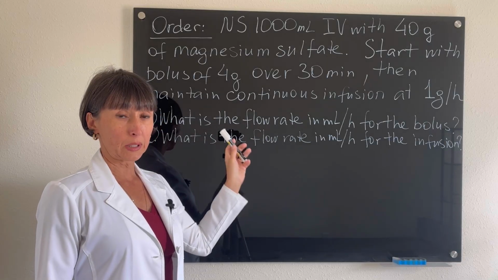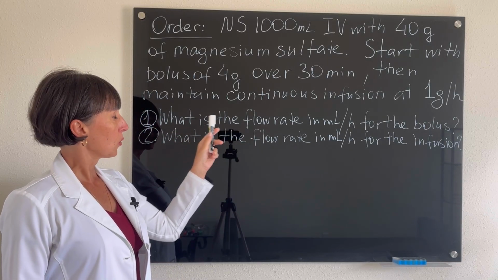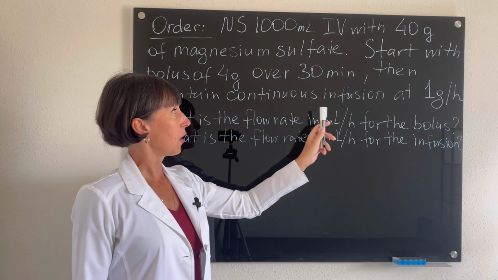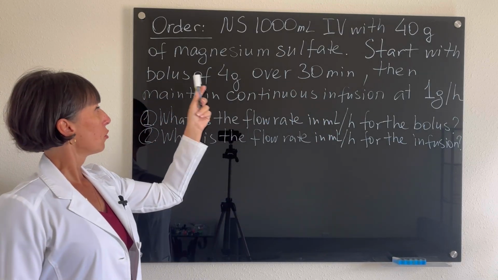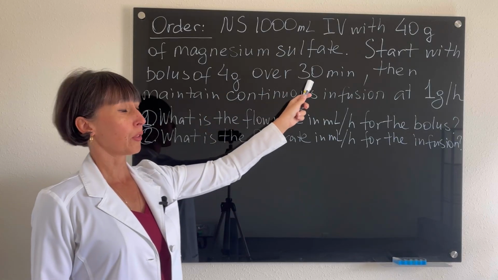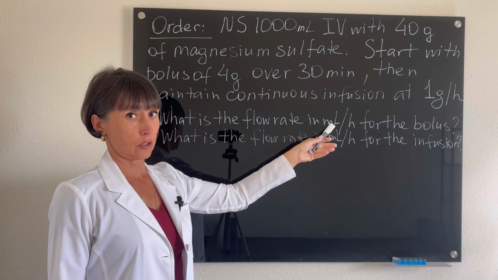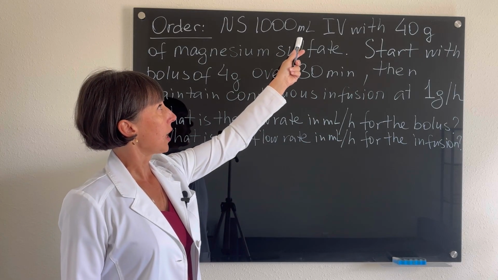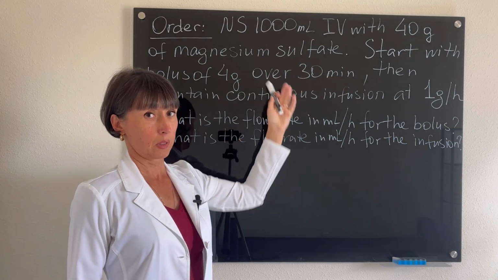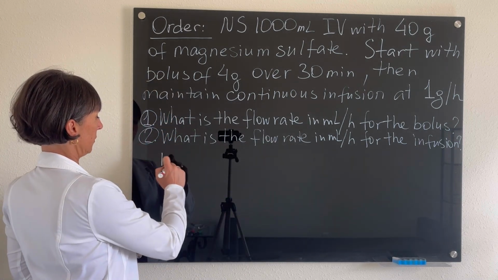Let's not get overwhelmed here with these two questions. Let's do one thing at a time. So first of all, what's the flow rate in milliliters an hour for the bolus? What do we know about the bolus? We know that it should go at 4 grams over 30 minutes. Now, what is it in milliliters per hour? Let's see, concentration given: 1,000 milliliters is 40 grams. Let's write it down just like that. We're going to use the DKP method.